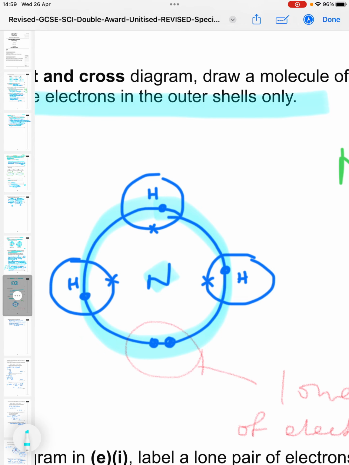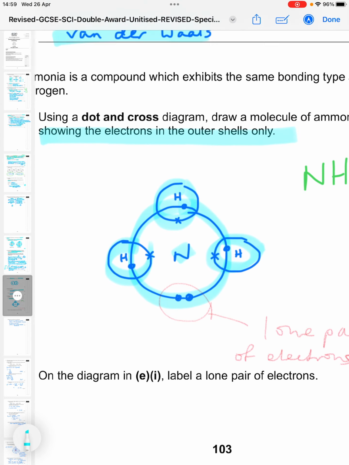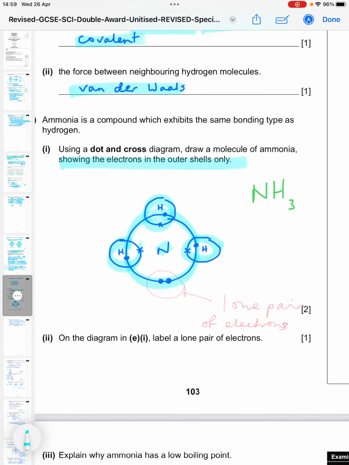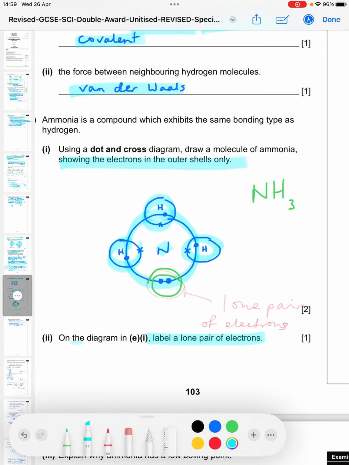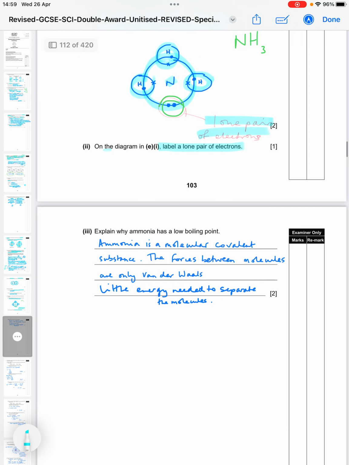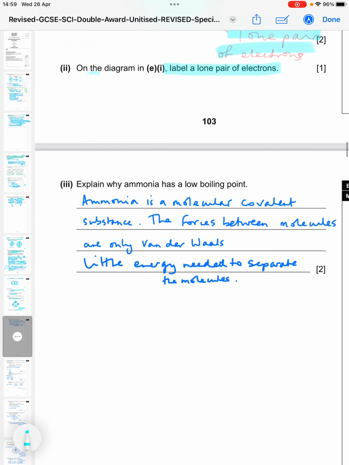So we have the nitrogen here, which has 5 electrons in its outer shell, and then each of the hydrogens here has 1 electron in its outer shell. And you'll see that I've written N in the middle, the big one, and H in the smaller ones for the hydrogen, and not showing any of the inner electrons for nitrogen. And then on the final bit there, on the diagram, label a lone pair of electrons. So this group here is a lone pair, okay, and I've just circled them and labelled them.